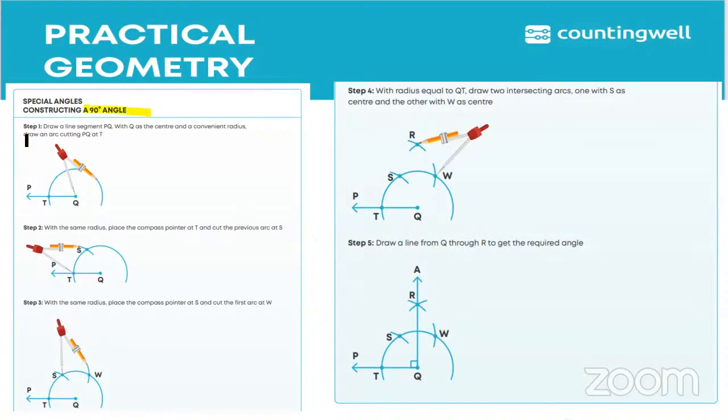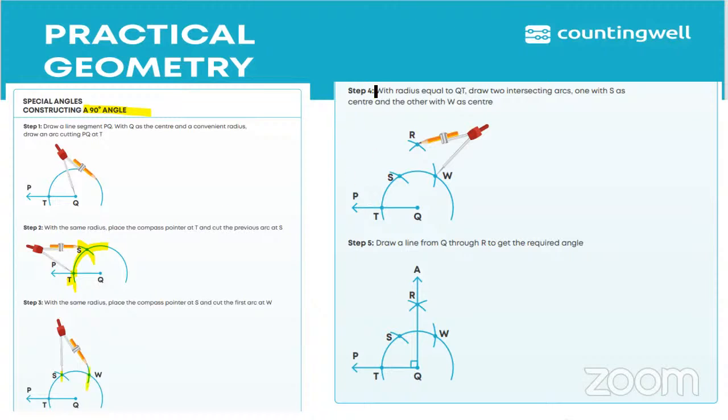Again, we have to draw a line segment PQ. Then with Q as a center and a convenient radius, we are going to draw an arc cutting PQ at T. So here you can see an arc is cutting PQ at T. Then with the same radius, you have to place the compass pointer at T, and cut the previous arc at S. So here you are taking one more arc with T as the center. Next, with the same radius, place the compass pointer at S and then cut the first arc at W.